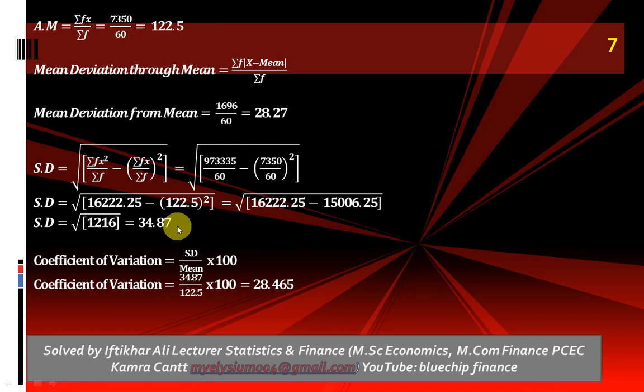Third requirement is the calculation of coefficient of variation, which equals standard deviation divided by mean multiplied by 100. All these measures are already calculated here. Mean is 122.5, standard deviation is 34.87. So just simply put all these values into this formula, and coefficient of variation will be 28.465.